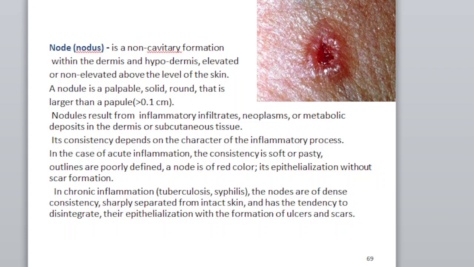In chronic inflammation, such as tuberculosis or syphilis, the nodes are of dense consistency, sharply bound from intact skin, and show a tendency to disintegration, with epithelialization with the formation of ulcers and scars. Next slide.